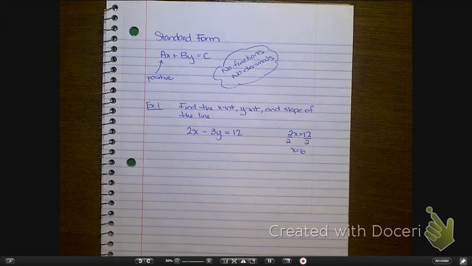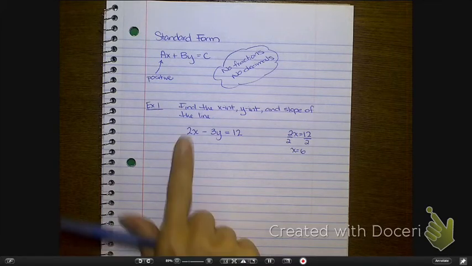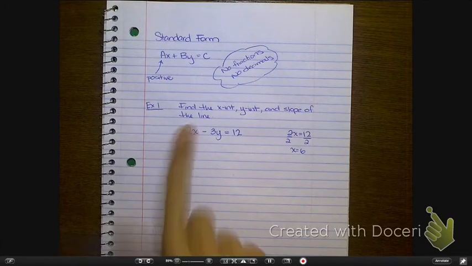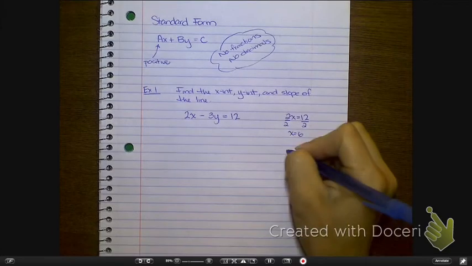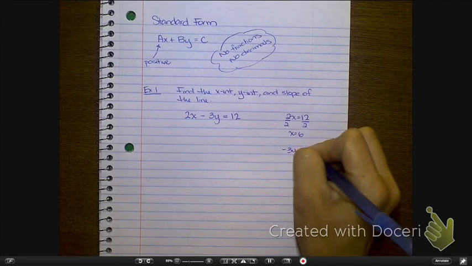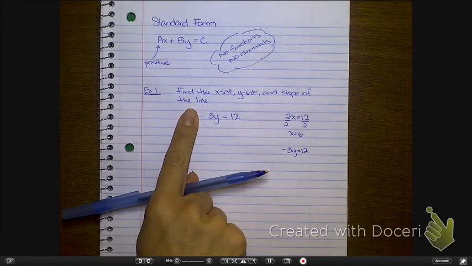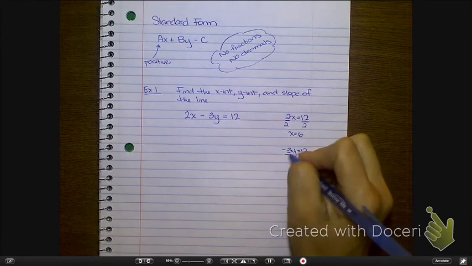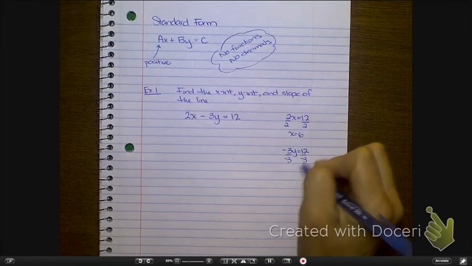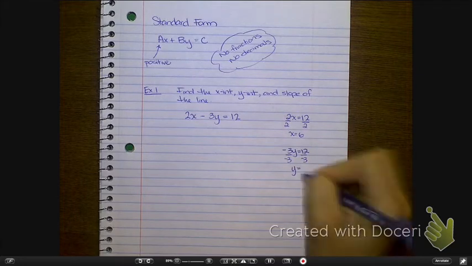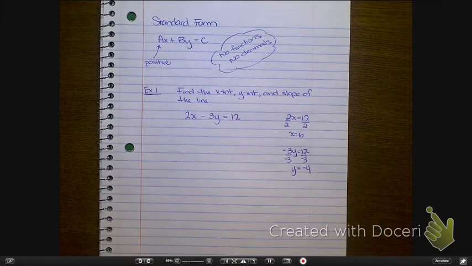All right, now, what about when we want to find the y-intercept? What are we going to do? 0. Negative 3y equals 12. Yeah, so we would do negative 3y equals 12, right? Okay, now don't forget that was a negative 3y, right? So we have to divide by a negative 3 on each side. So what kind of y do we get for our answer? Yeah, negative 4.